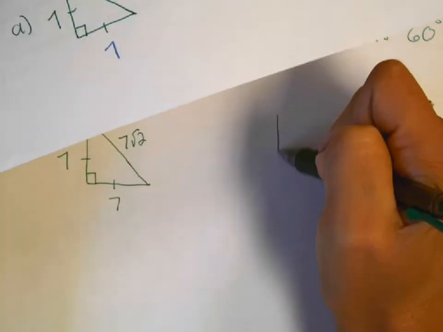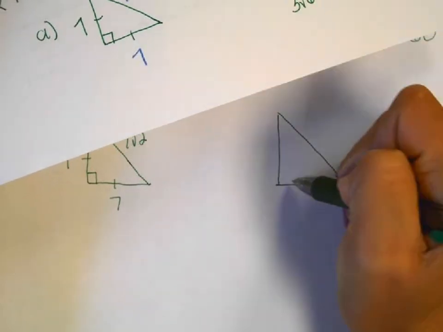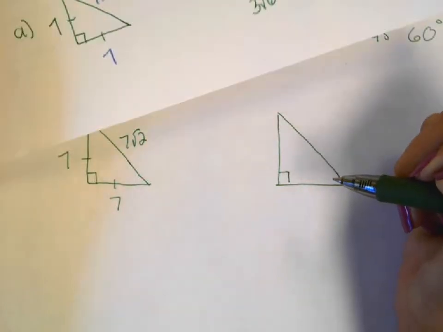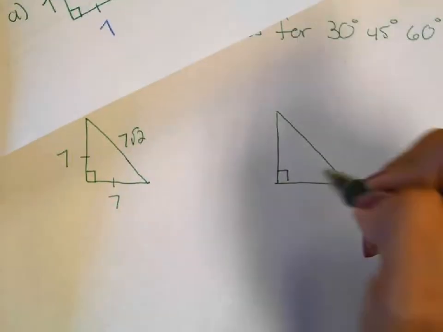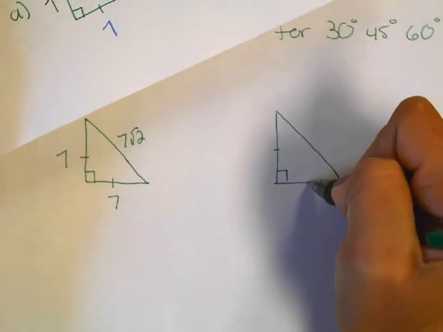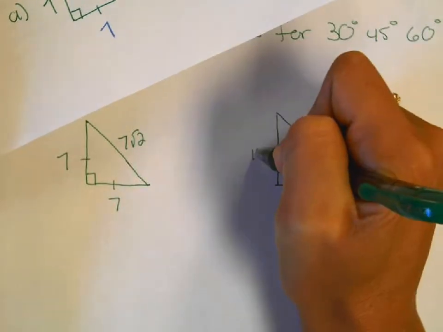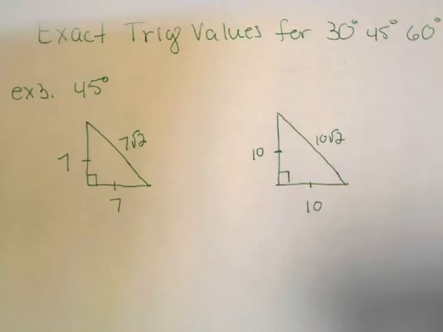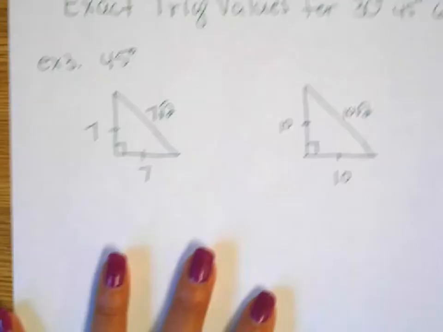Then the other triangle, the other half of the class, we're going to go with, I don't want that one, it's too ugly. I'm going to make up another one. I'm going to go with 10, 10, and 10 square root of 2. So technically the triangles are different sizes, but they're both 45, 45, 90. Agree? I agree. Okay.